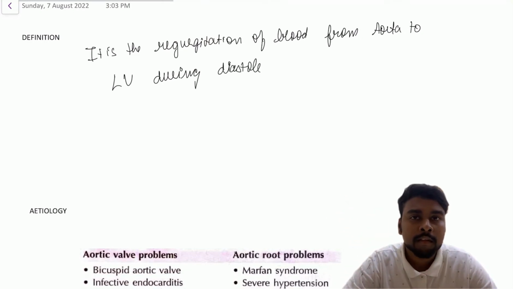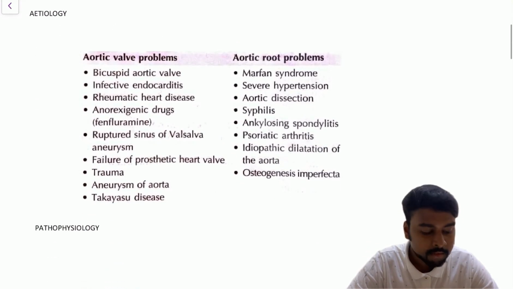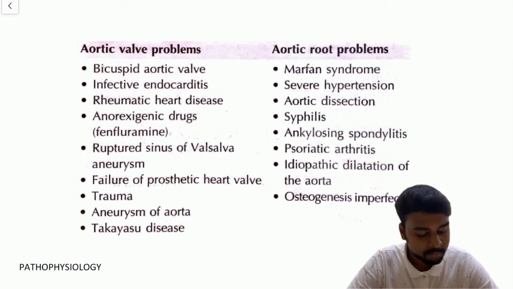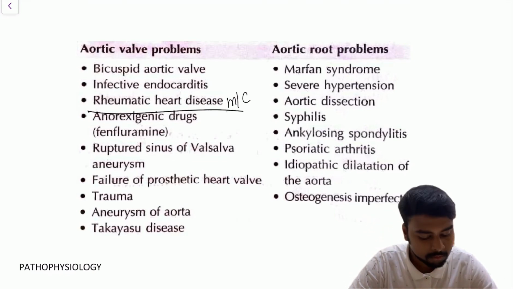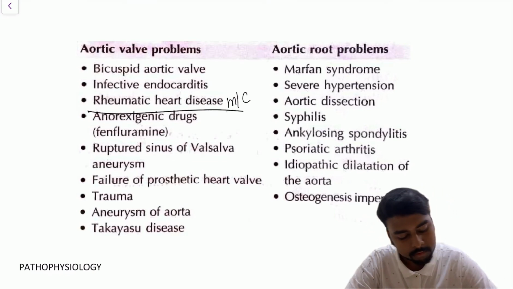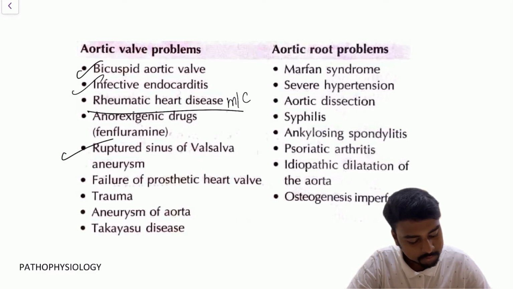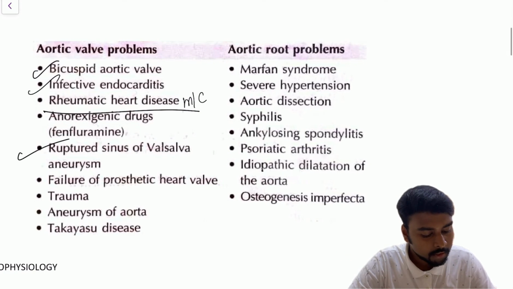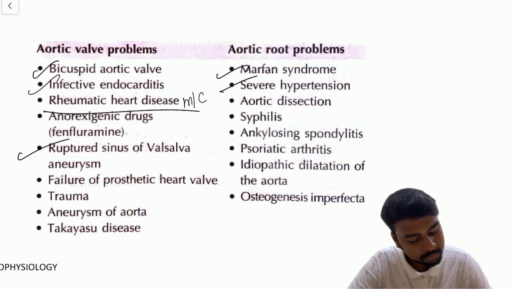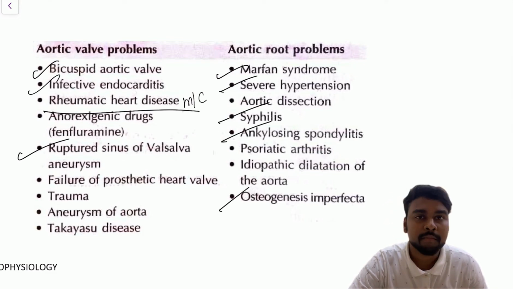Now, let's see the etiology. The etiology is broadly classified into aortic valve problems and aortic root problems. The most common cause of the aortic valve problem is rheumatic heart disease. So, this is the most common cause. What are the other causes? The other causes are the bicuspid aortic valve, infective endocarditis, ruptured sinus of Valsalva, Takayasu arteritis, etc. In aortic root problems, there is Marfan syndrome, severe hypertension, syphilis, ankylosing spondylitis, osteogenesis imperfecta, etc.